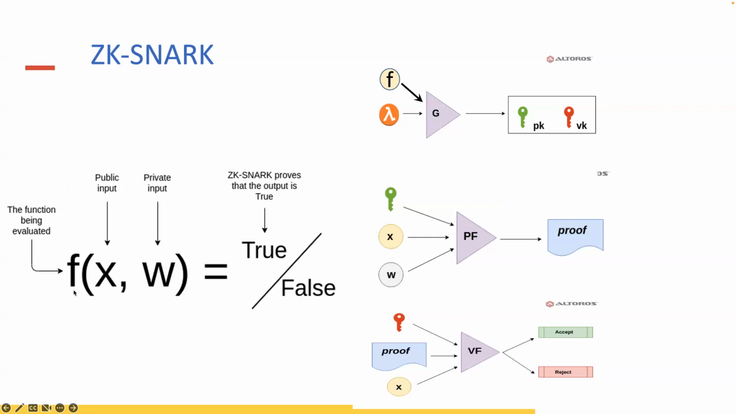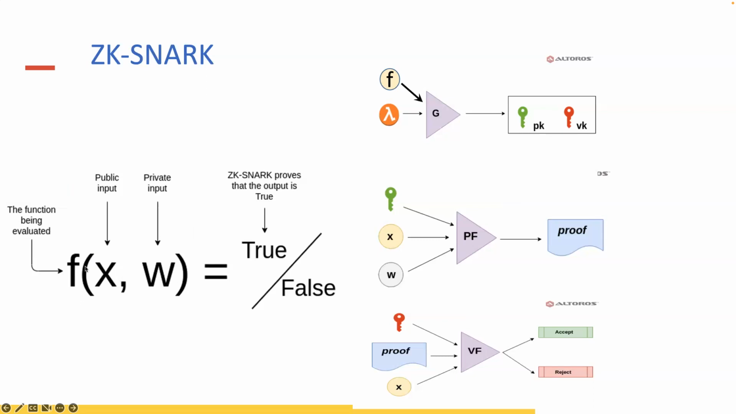So both know the function and x, and then the prover is trying to convince the verifier he knows the w, the secret input, such that this function evaluates to true, but without telling the verifier what w is. So for example here, right?